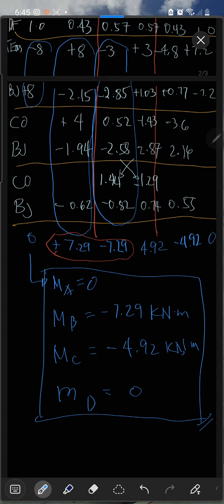You can check or you can try solving this again, or solving one problem using fixed end moment or moment distribution, then recheck it with 3-moment equation para makita ninyo kung hapit-hapit ra. Dili gid siya mag-same og value, no, pero approximately duol-duol ra sila. Okay, so that's all.